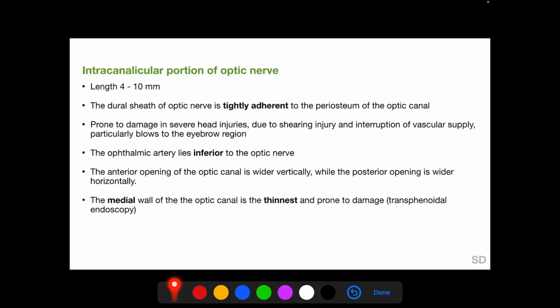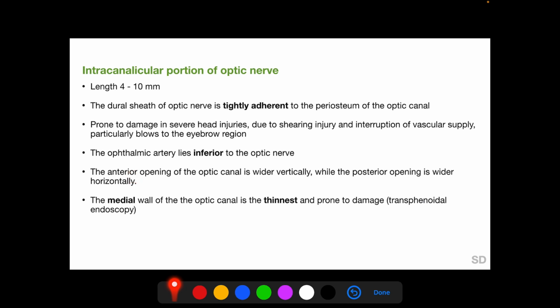The intracanalicular portion of the optic nerve within the optic canal is 4 to 10 mm long, and the dural sheath of the optic nerve here is tightly adherent to the periosteum of the optic canal. Because of this strong adhesion, the intracanalicular portion of the optic nerve is prone to damage in severe head injuries, particularly blows to the eyebrow region, which results in shearing injury followed by interruption of the vascular supply to the optic nerve here.